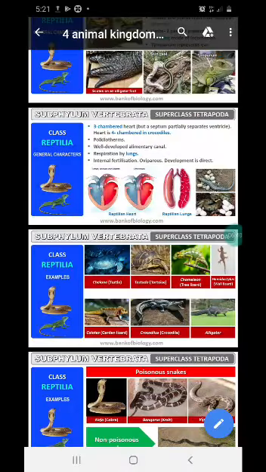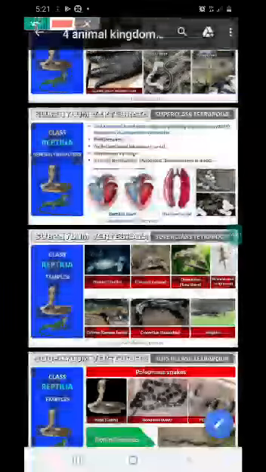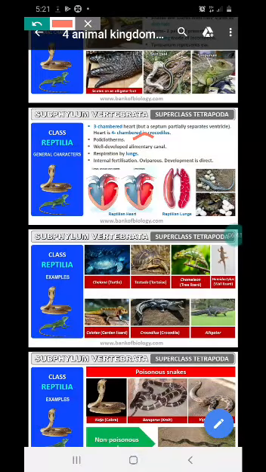Now they are poikilotherms, you know that? They respire by lungs. They have a well-developed digestive system. What about their reproduction? Yeah, they are oviparous, egg-laying. And the development is direct. Development is direct. And again, they have a three-chambered heart.